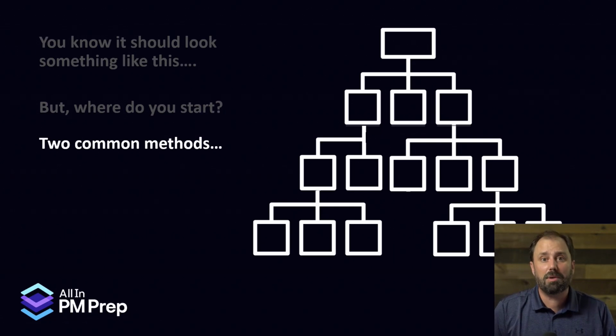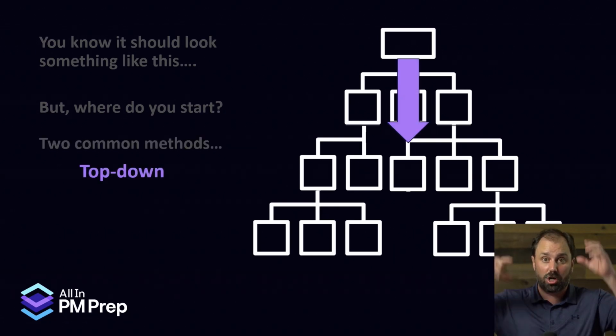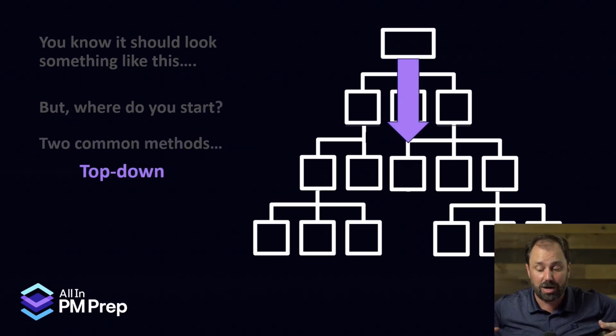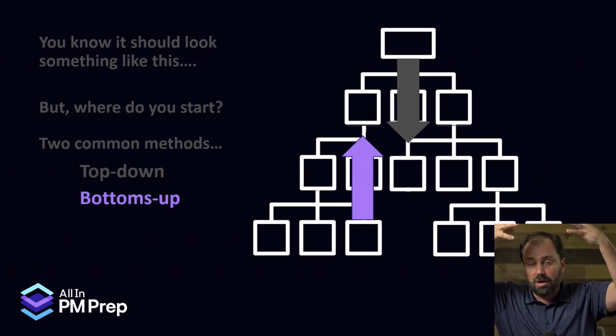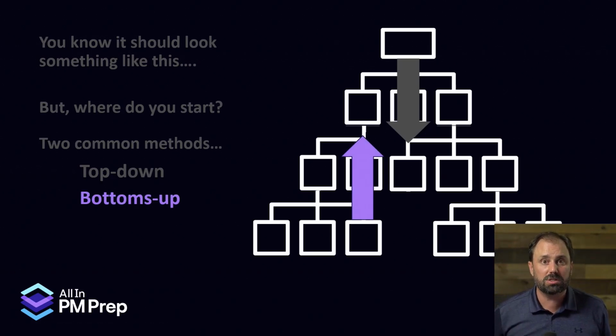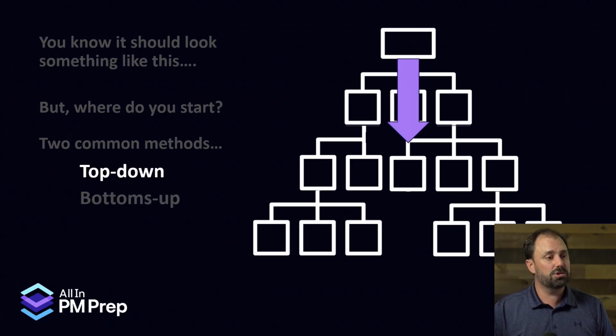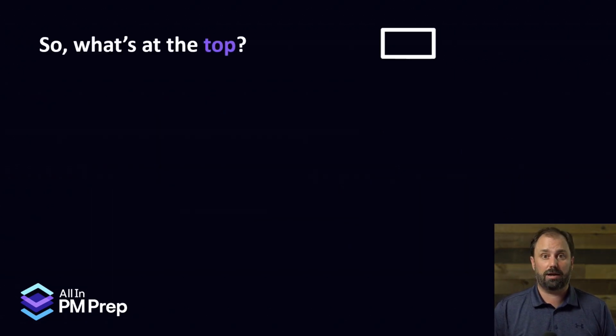Now, there's two common methods. One's called top down. You start with the big thing at the top and you work yourself radiating, decomposing down. The other one is you take all the little components and you build it up. There are more methods, but those are the two big ones, top down and bottoms up. So let's take the top down approach and let's run it, all right?